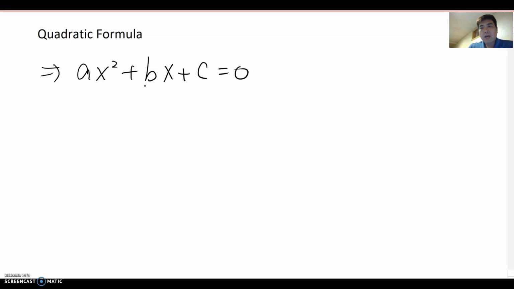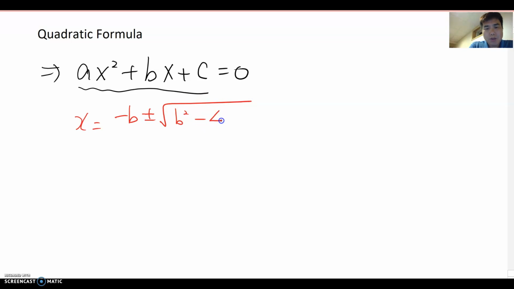From here I will just let you know what the quadratic formula is, and then we also have time to talk about how this formula was developed. The quadratic formula is based on this equation. We can define x equal to negative b plus and minus square root of b squared minus 4ac, over 2a. So that's the quadratic formula.